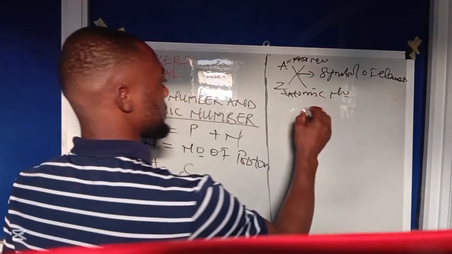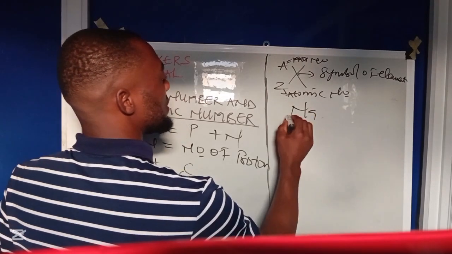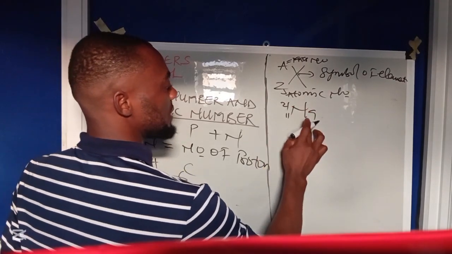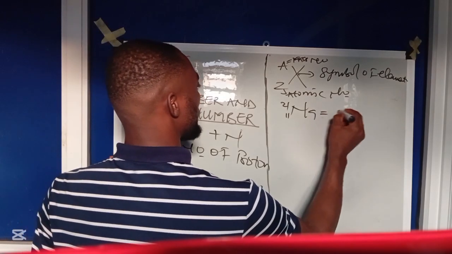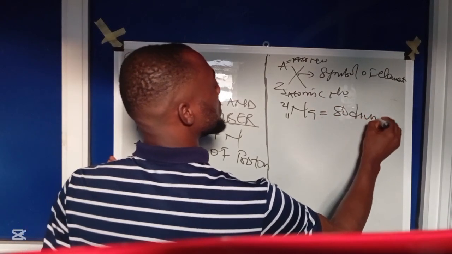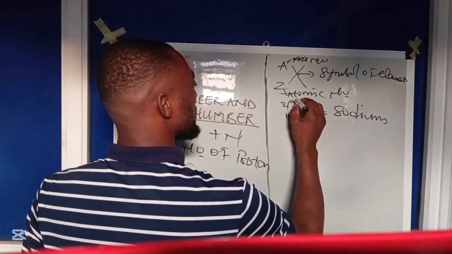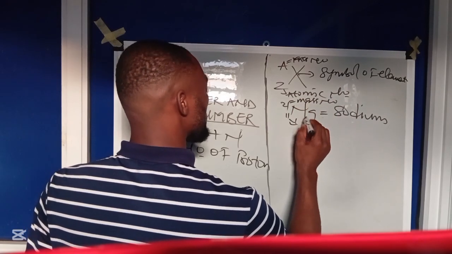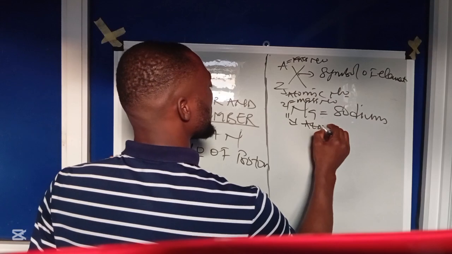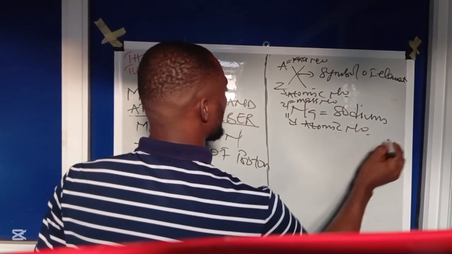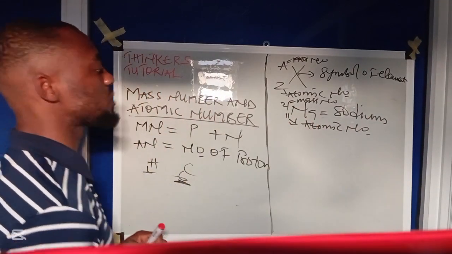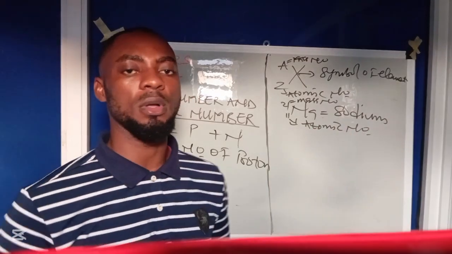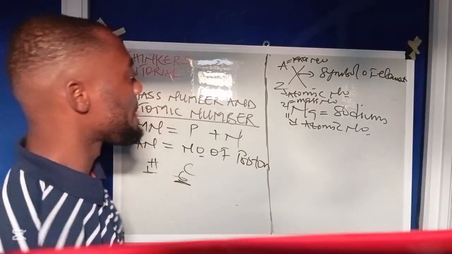Then let's use sodium. This is 11, this is 21. Here, of course, we know Na is the chemical symbol for sodium. Then this 21 is the mass number. Then this one is the atomic number. So the atomic number of sodium is 11. That's why this is the position number of sodium in the periodic table.